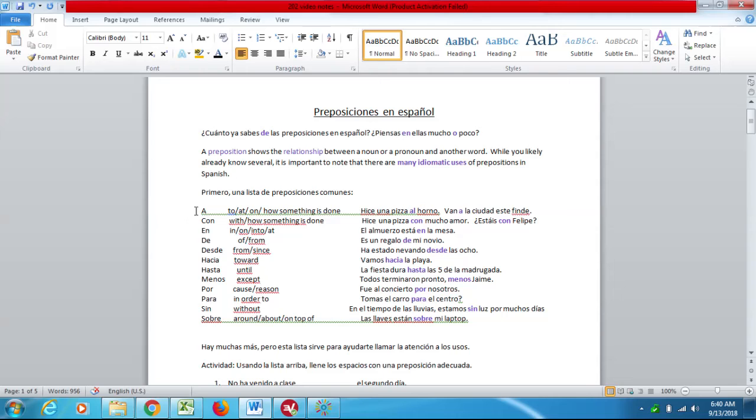So, aquí tenemos una lista de preposiciones comunes. A, con, en, de, desde, hacia, hasta, menos, por, para, sin, and sobre. Here we have our English, not necessarily translation, but our approximation. And here we have some examples of how these prepositions would be used in Español. Let's take a look at a few.